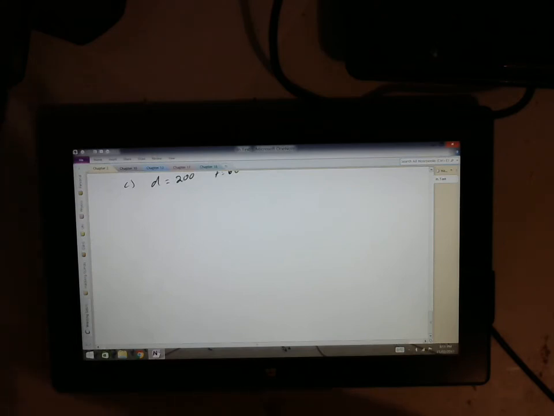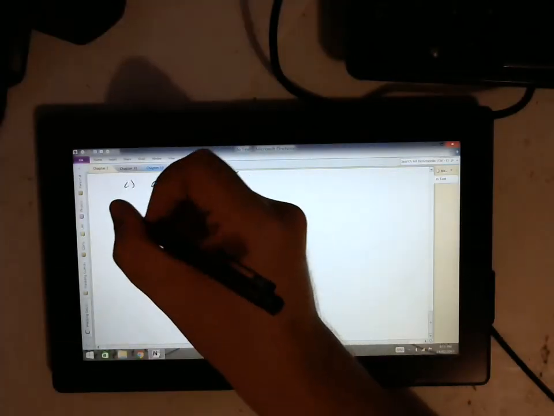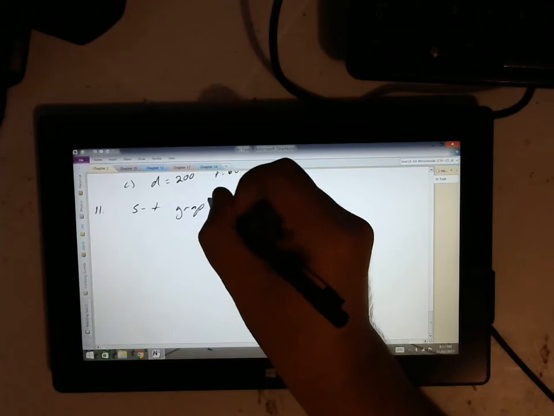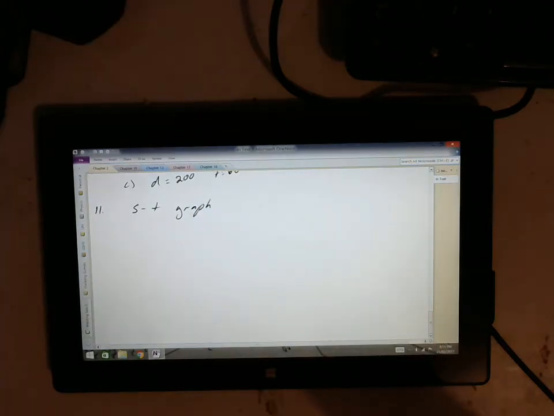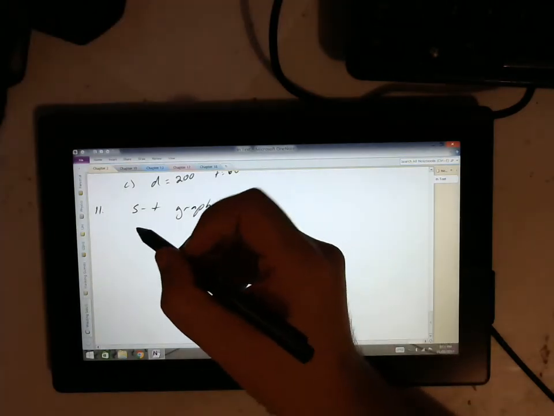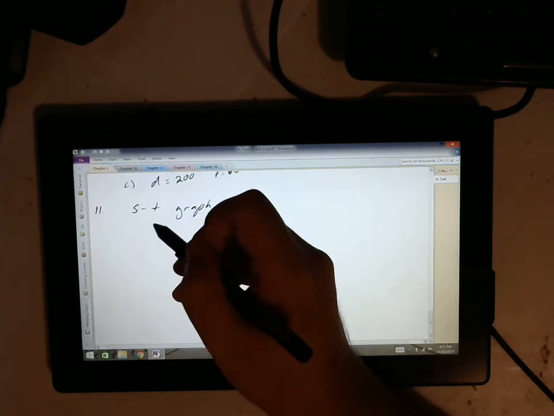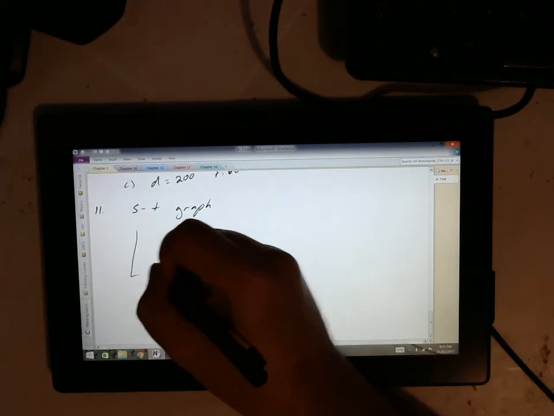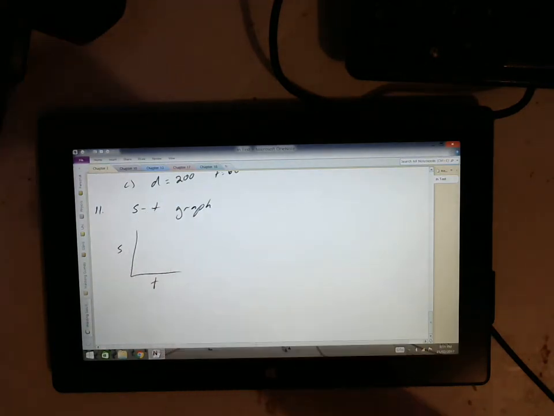So let's start off with a bit of vocab first. So ST graph, that's telling us our vertical and horizontal axis. The horizontal axis is given second, the vertical axis is given first. So it should look something like this: that would be displacement, that would be time.